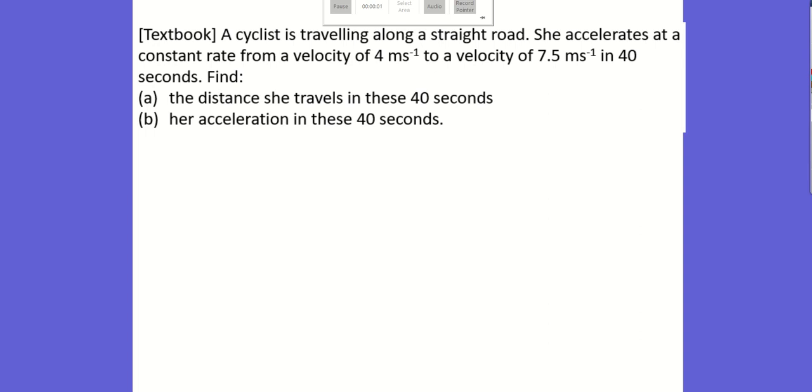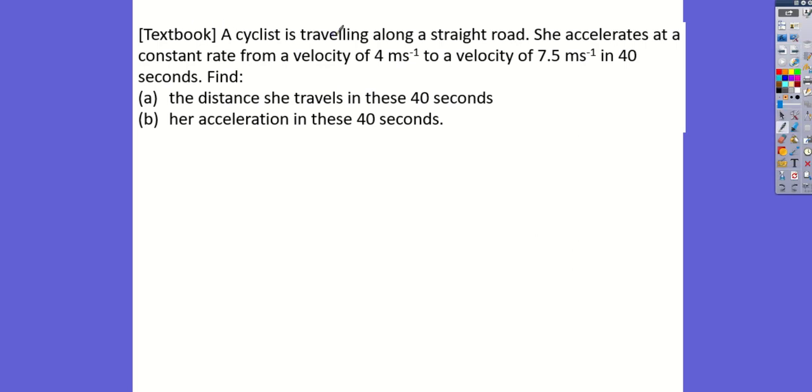Okay, so let's look at an example of how to use these Suvat equations that we've got. Here's a worded example. What we want to be looking out for is where we get the quantities that we want, which is S, U, V, A, and T. And we'll mark them on as we go.